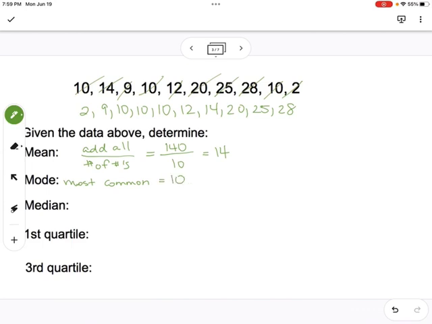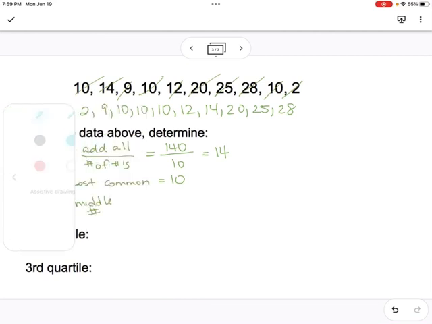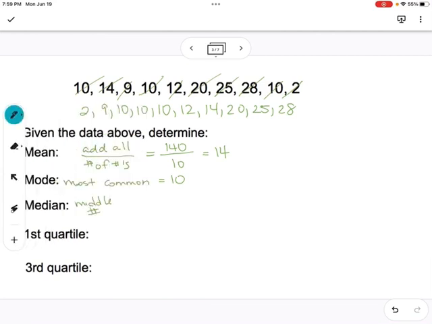Now, our median is our middle number. Here, because we have 10 numbers, we are actually going to have 2 middles. So 1, 2, 3, 4, 5, and 1, 2, 3, 4, 5. So this is the middle of our data. And that means we need to take our 10 plus 12 and divide it by 2 to get the middle number, and that's 11.